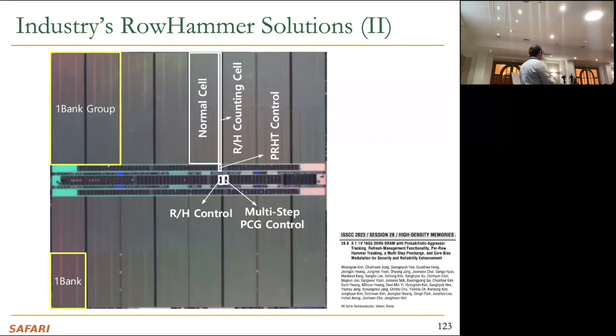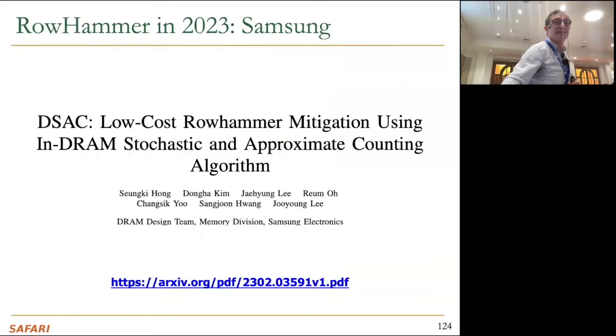Meaning, how do you increment the counter? When do you actually start mitigating action? What are the mitigating actions you take? Remember the half double effect from Google? How do you actually mitigate that? So there are many, many interesting questions here that are not answered. So it's not open completely.